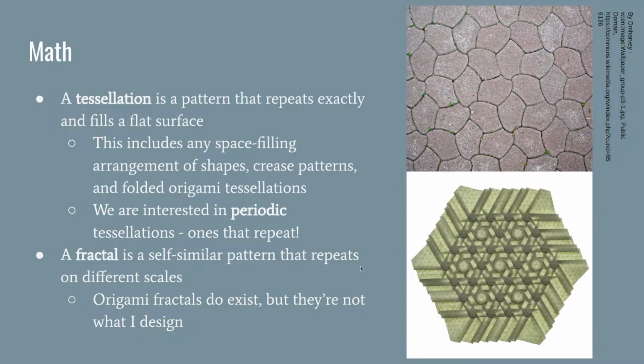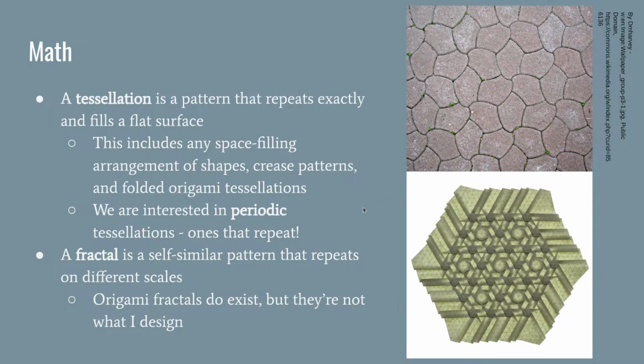Then there's a bunch of terms that I borrow from math, and tessellation is one of them. It's a pattern that repeats exactly and fills a flat surface. Technically, this definition of repeats exactly is more specifically a periodic tessellation. And this general mathematical definition includes any space-filling arrangement of shapes. It includes crease patterns. It includes folded origami tessellations.